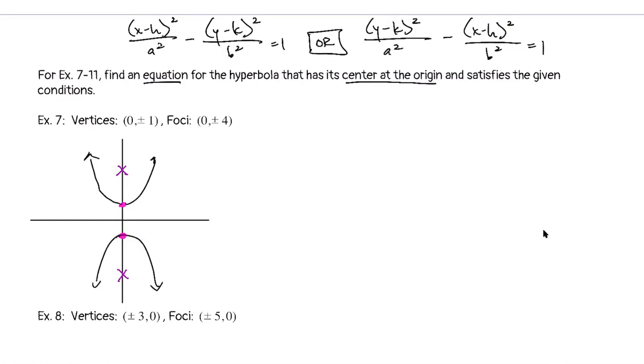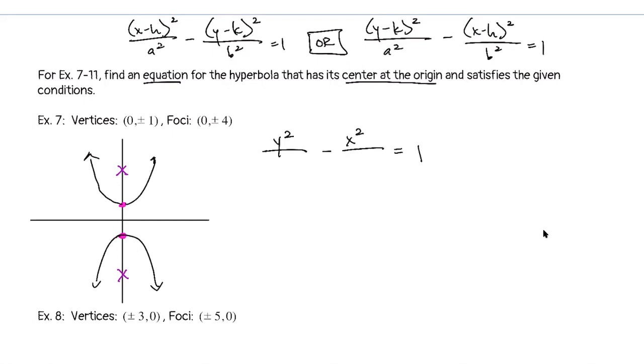Based on that, I'm gonna choose this one, y squared over something squared minus x squared over something squared equals 1. Okay, so I'm putting the y first because it's one that opens up and down. If I drew it and it opens side to side, then I would put the x first. Okay.